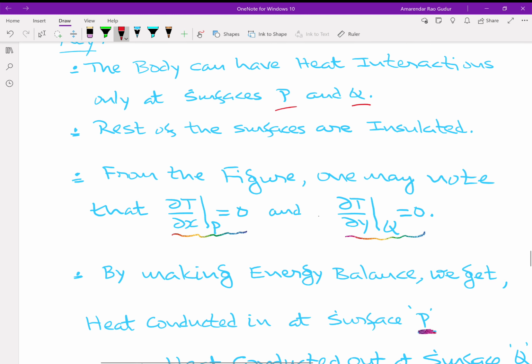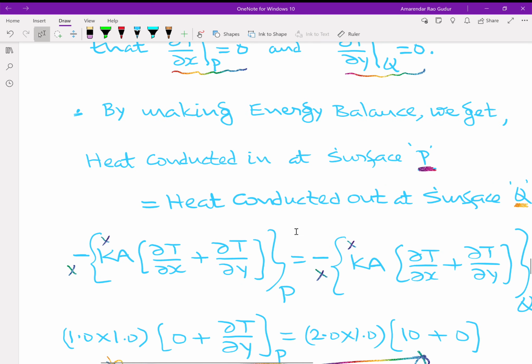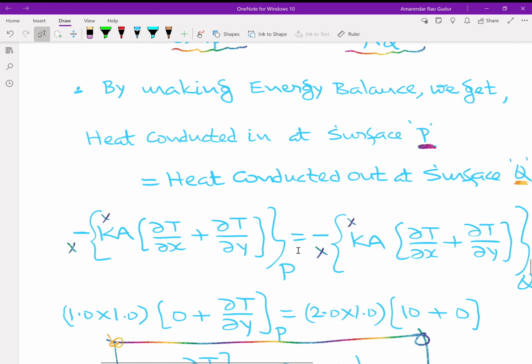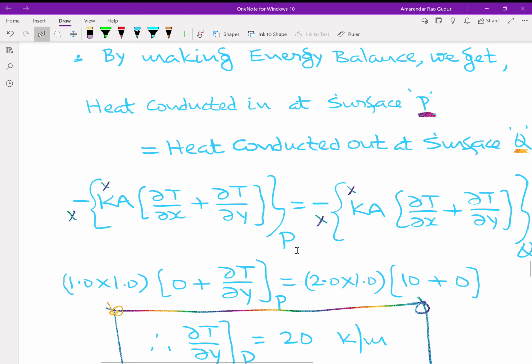By making an energy balance, we get heat conducted in at surface P is equal to heat conducted out at surface Q. And if you go for the equation, minus KA (del T by del x plus del T by del y) at P is equal to minus KA (del T by del x plus del T by del y) at Q. Obviously del T by del x is 0 at P, del T by del y is 0 at Q. Now if you take thermal conductivity the same, it gets cancelled, and the negative sign becomes positive.